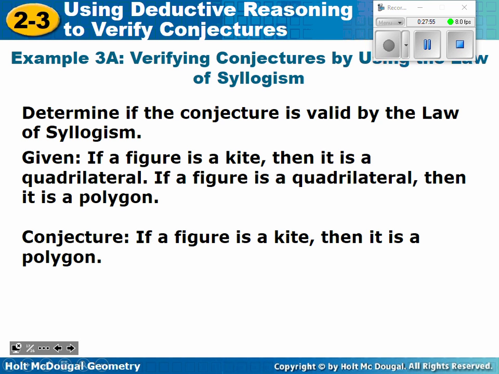Given, if a figure is a kite, then it is a quadrilateral. Let's label our P's and our Q's. So if a figure is a kite, P. Then it is a quadrilateral, Q. Are we good there? Okay, if a figure is a quadrilateral, is that the same as where we just ended? So that is called Q again, right? If a figure is a quadrilateral, then it is a polygon. So this would be R. So see how we have if P, then Q, if Q, then R.